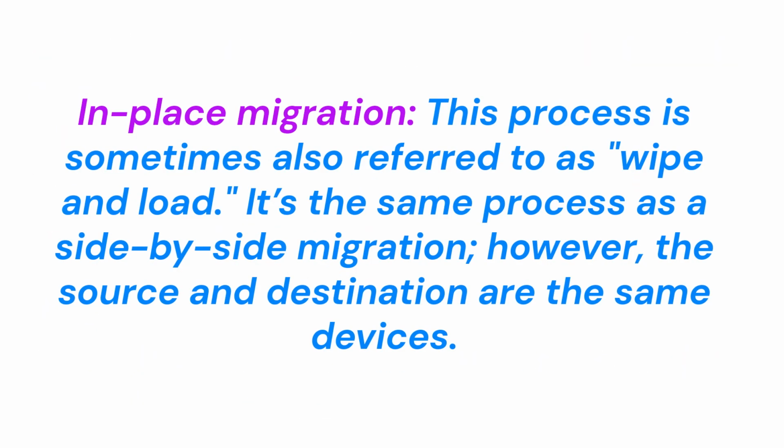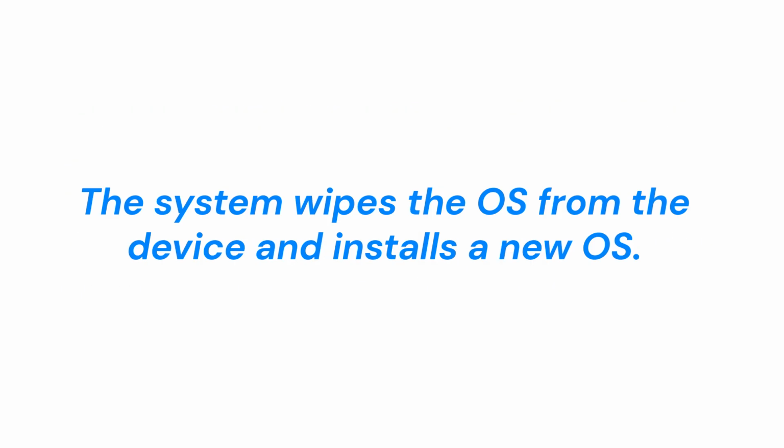In-place migration. This process is sometimes also referred to as wipe and load. It's the same process as a side-by-side migration. However, the source and destination are the same device. The system wipes the OS from the device and installs a new OS. You use this method if the user is upgrading to a more recent version of the OS on the same device when the upgrade process isn't possible or desired.